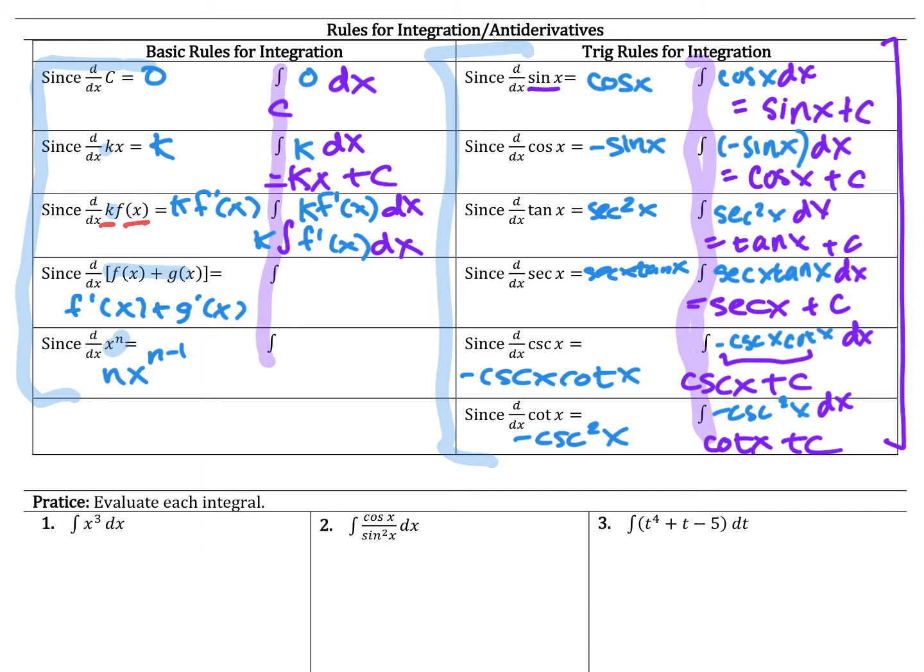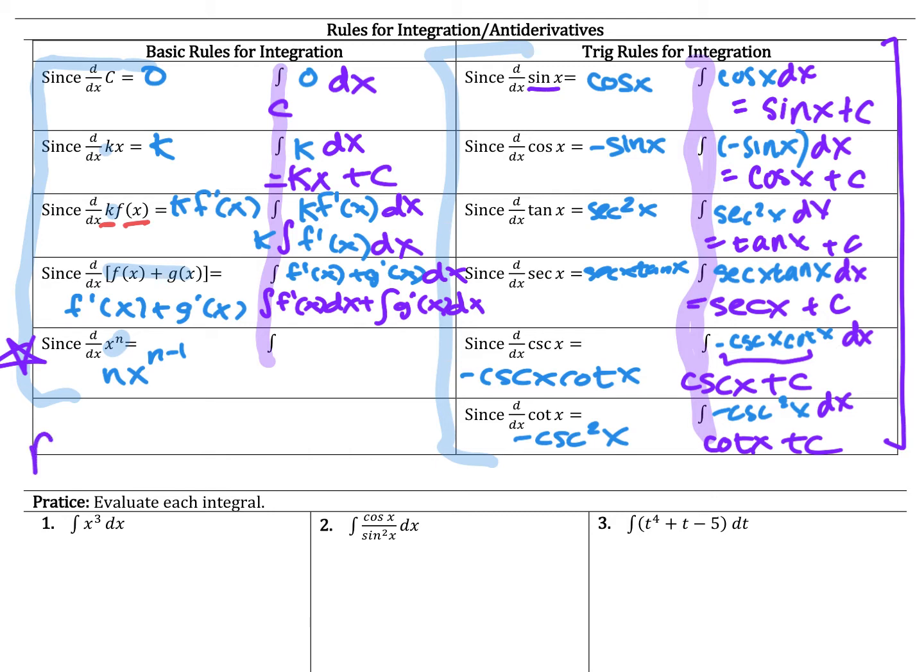Similarly, if I have the integral of f prime of x plus g prime of x, all with respect to x, I can split this into two separate integrals, the integral of f prime of x dx plus the integral of g prime of x dx, because it might be easier to think about or evaluate it as two separate pieces. And then the last one, I'm going to put a star next to this one.